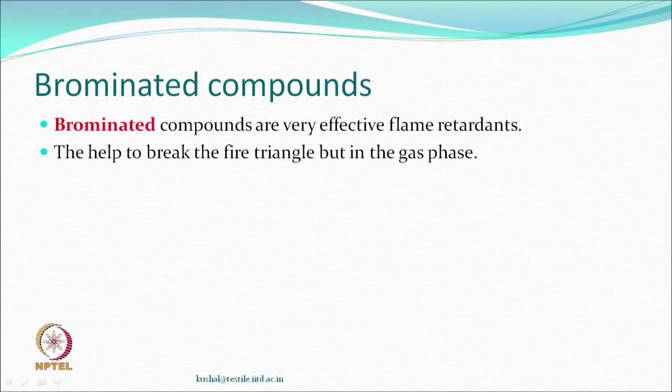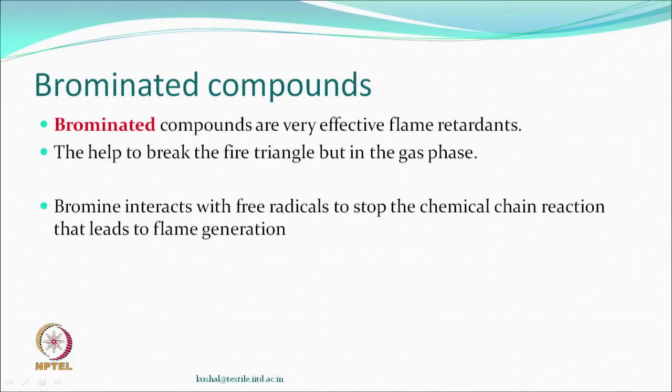They help to break the fire triangle. So, the quenching takes place, further free radical reactions are inhibited in the gas phase. The bromine interacts with the free radicals, as we have seen, to stop the chain reaction, which obviously leads to generation of flame.